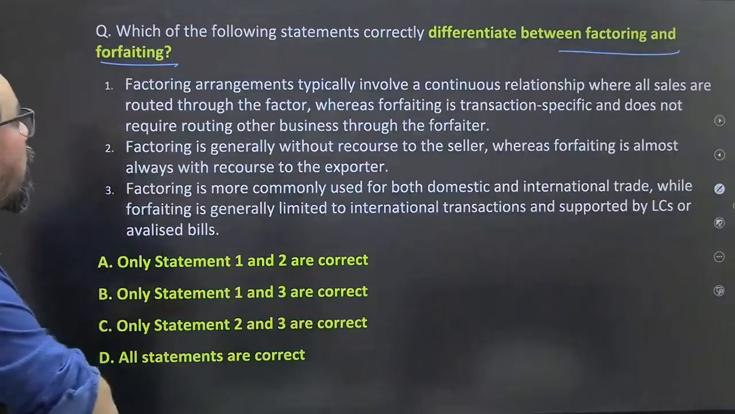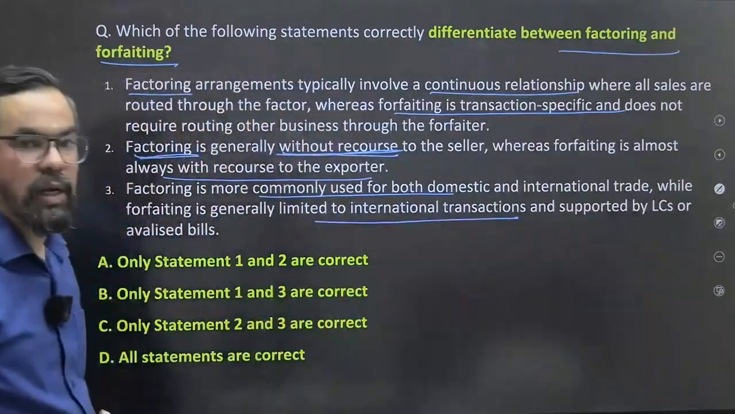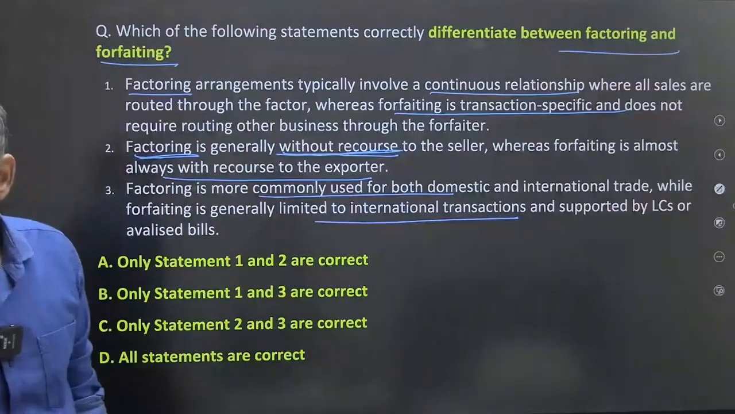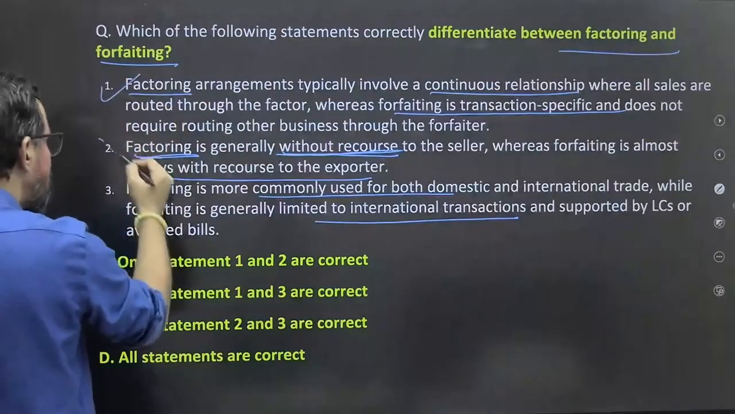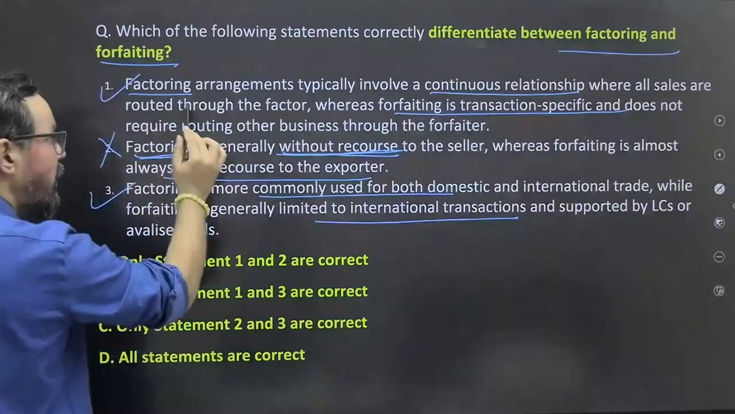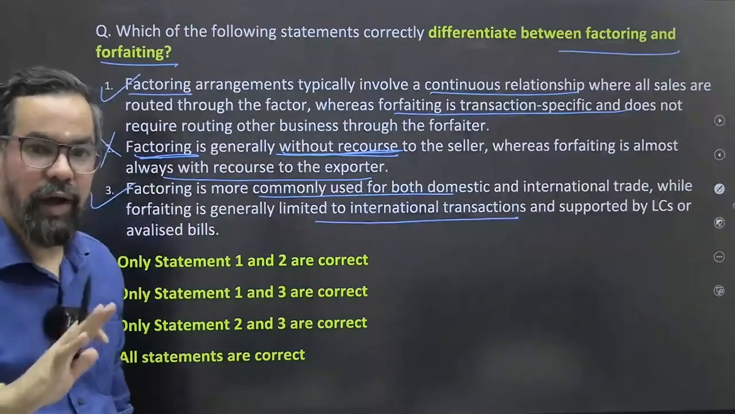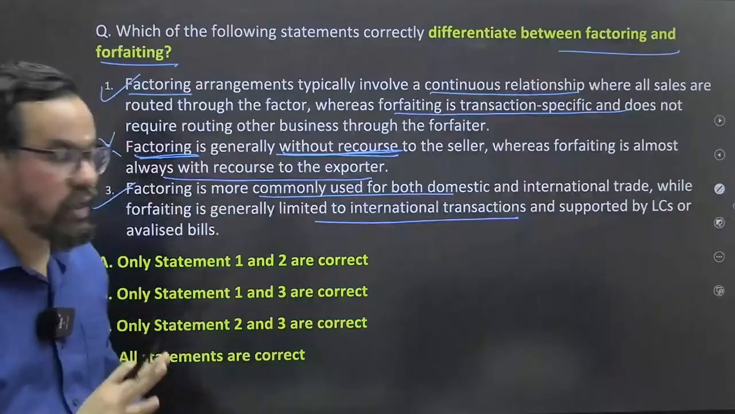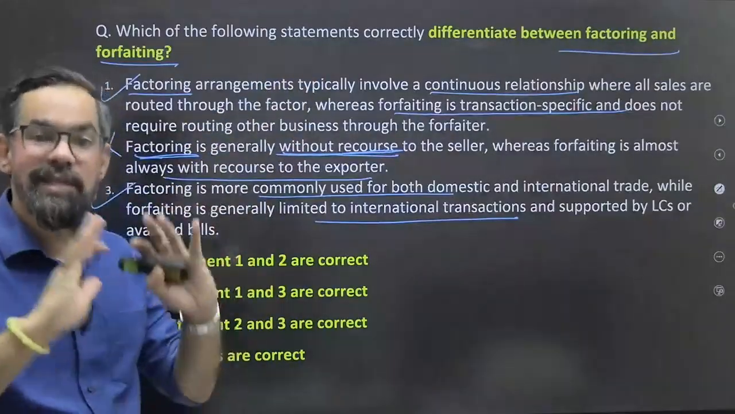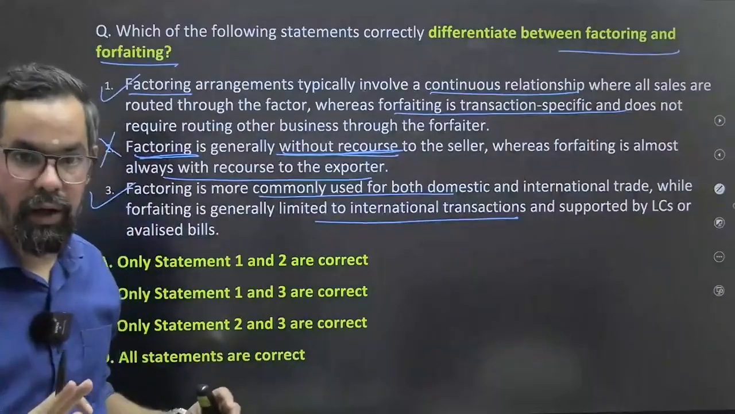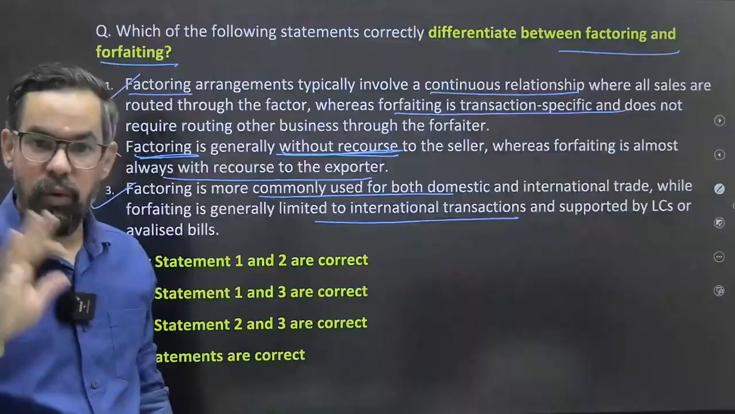Okay, what will be your correct answer? Yes, so this statement is true, this is wrong, this is correct. Factoring is basically where our bank works as a factor on an open account basis. Okay, on an open account basis, meaning we handle all the transactions of that exporter. We generally discount for a value of 75 to 80%.